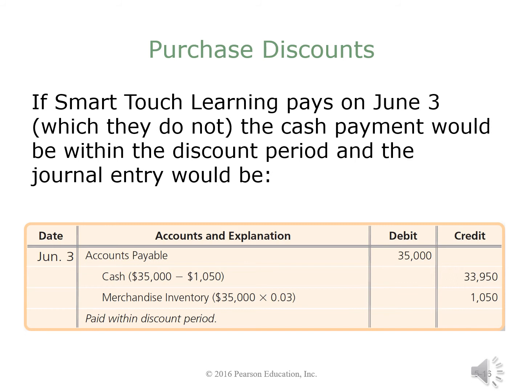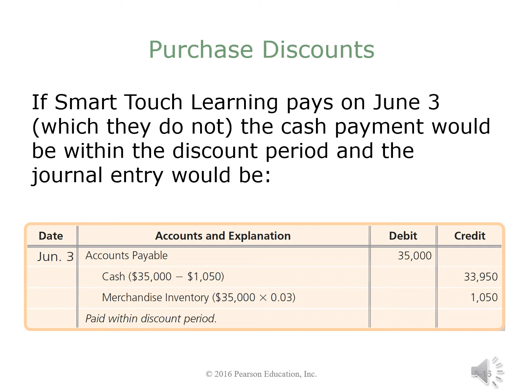First of all, you remember we posted a $35,000 credit to accounts payable. So we need to clear that out if we make a payment. So our debit will be to accounts payable to clear that obligation. Next, we're going to be paying cash. But wait, we're going to take a discount, so let's figure our discount first. Our discount is 3% of $35,000. That's $1,050.